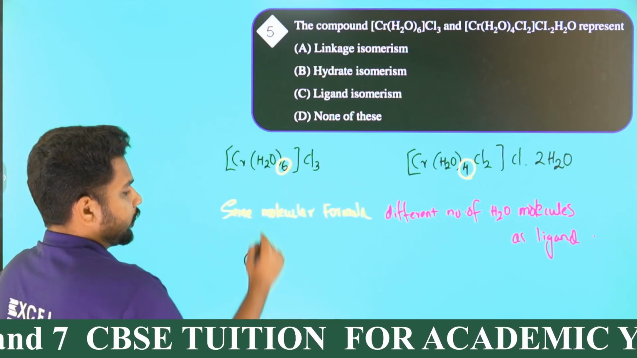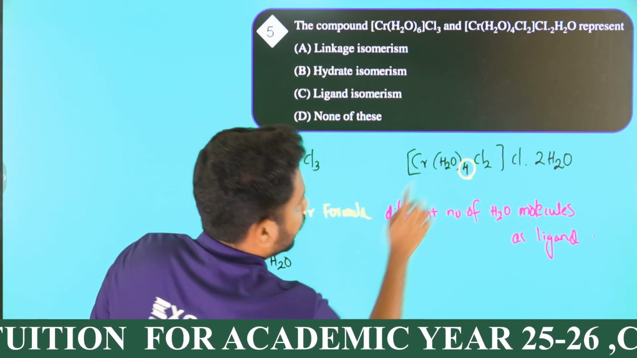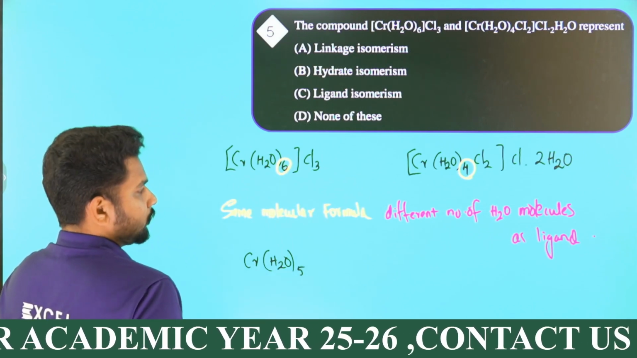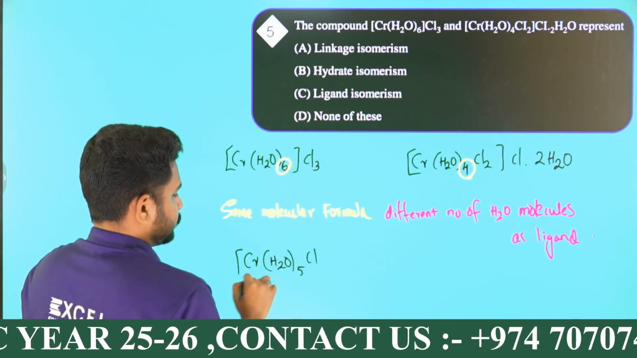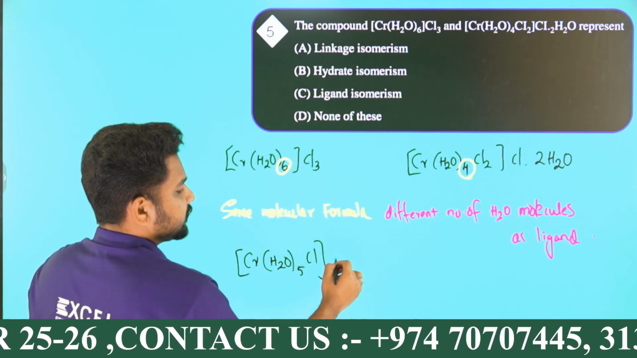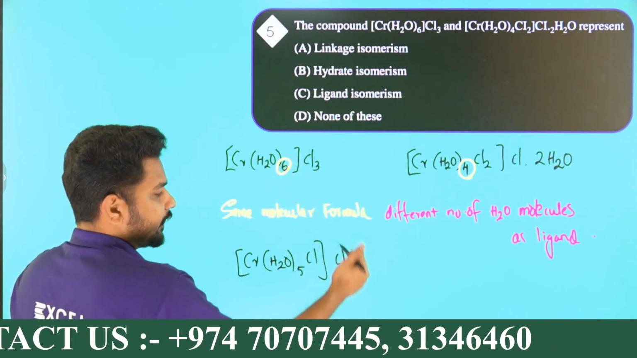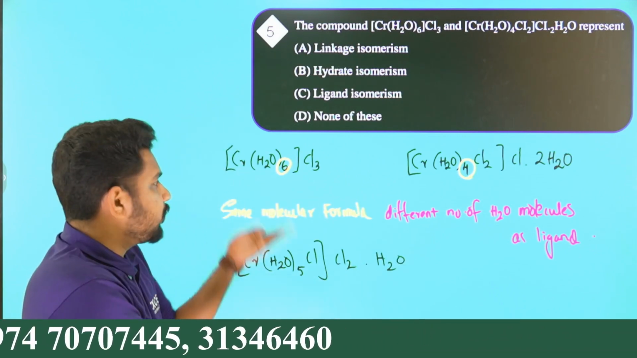Cr is there, and H2O. How many H2O did I take here? 4, right? So I can write it like 5. And 1 chlorine can be taken inside. So how many chlorine are remaining? 2 chlorine remaining. And how many H2O did I take outside? 1 H2O. This can be another isomer of this.